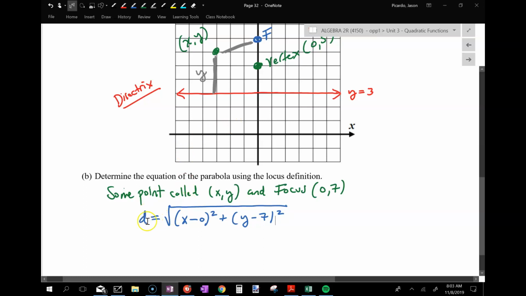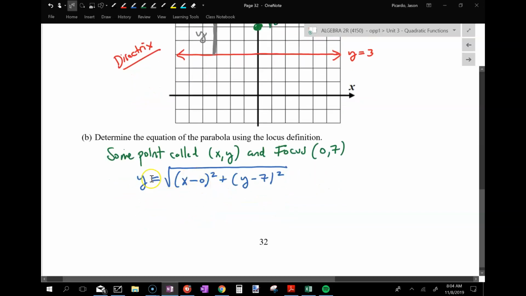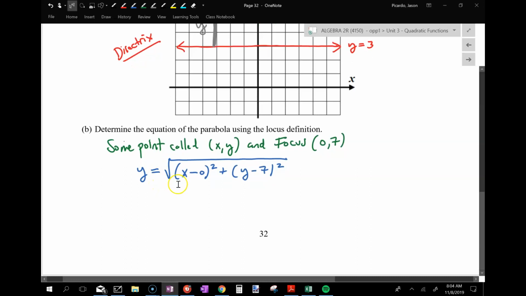Now, let's go over here to the value of d. Guys, what do we know that this distance here better equal? It better equal y, right? So I want that distance to equal y, right? And that's the distance from the random point xy to the directrix, right? Okay, so what are we going to do now? I want to solve for y, right? So I got to get rid of the radical first, which means square both sides.